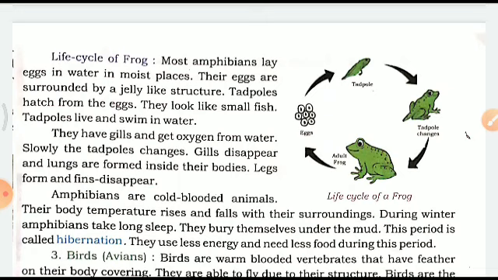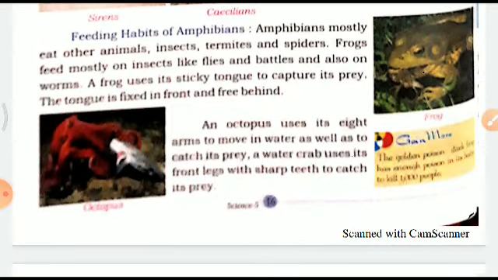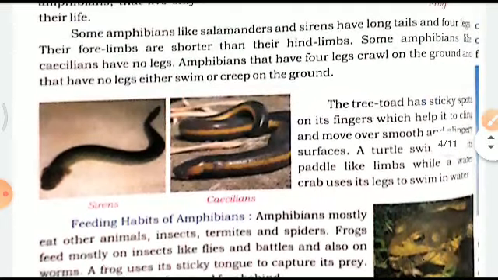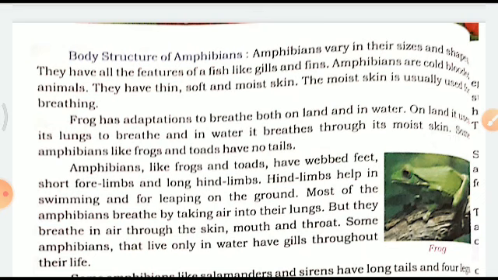Now so today I took you to the wonderful world of amphibians, which are basically the animals who can live in water as well as on land. और हम लोगों ने देखा about some amphibians we saw, right, like frog. We studied about its life cycle. Then octopus. Then we also studied about siren, caecilians, right. All these amphibians we studied today, right.